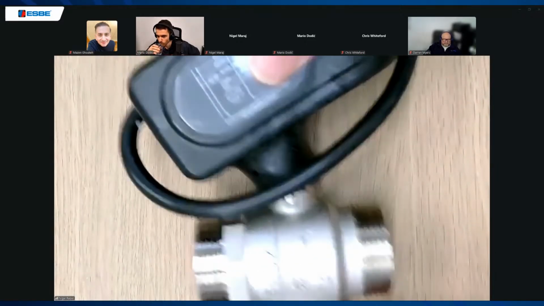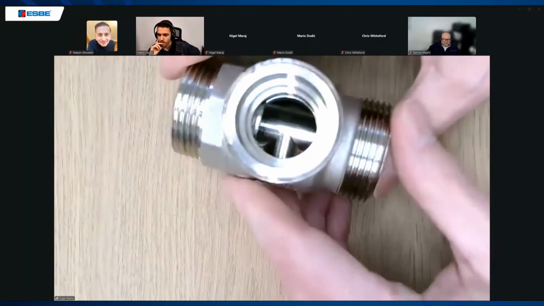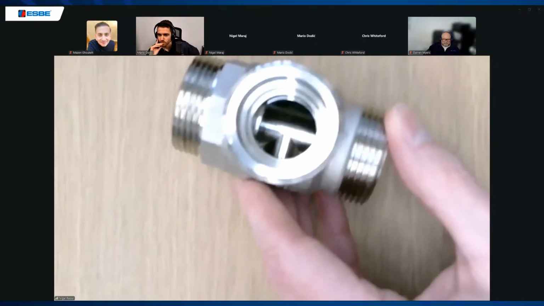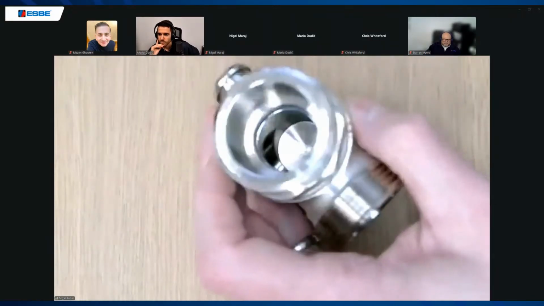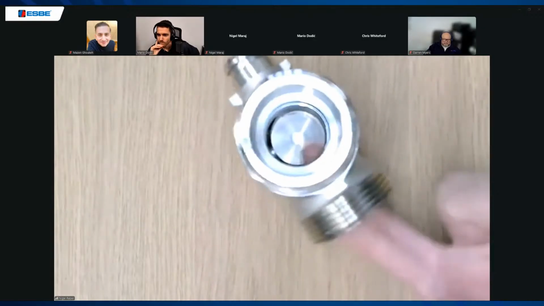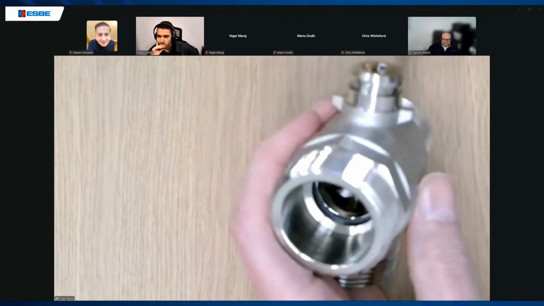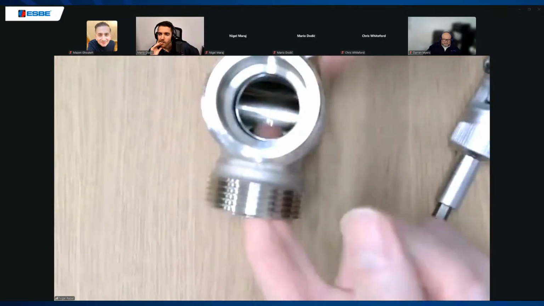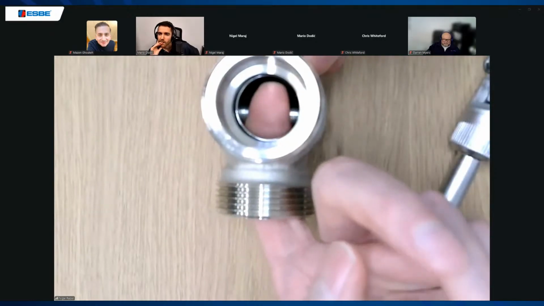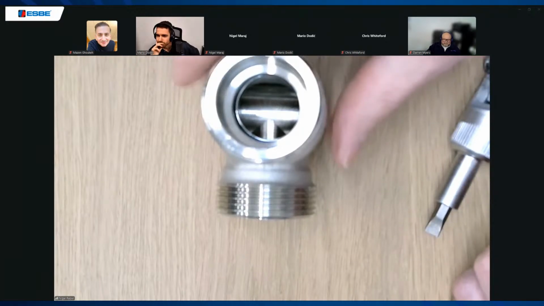And again, within there, hopefully we can get in focus, we have a ball, and we'll see that this port is open. See my finger coming through here, and the actuator rotates that ball and closes off that port and opens up that port. You'll see we have a much greater waterway with this style, and that's a motorized ball valve.